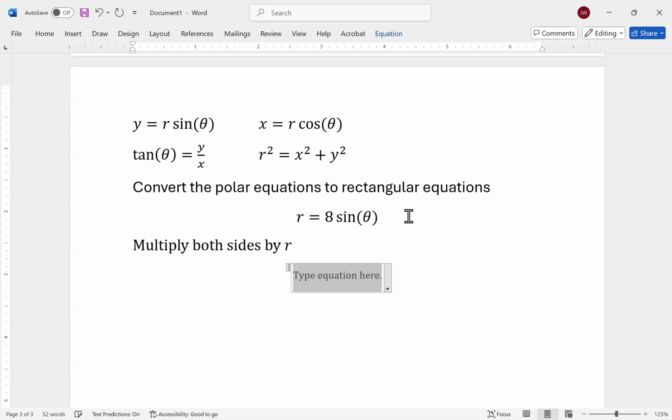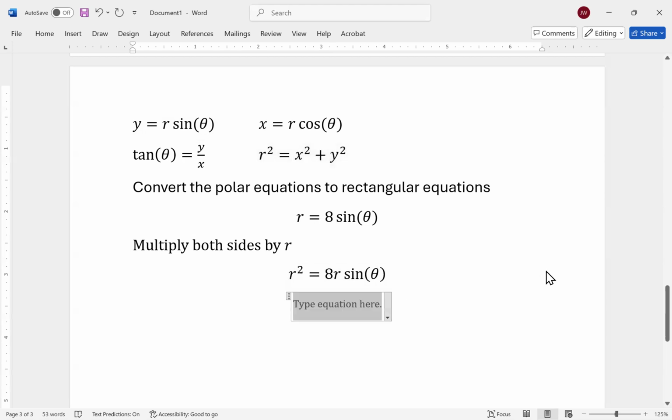If I multiply both sides by r, I get an r squared on the left-hand side, and I get 8r times sine of theta on the right-hand side. On the right-hand side, that r times sine theta can turn into a y, and on the left-hand side, the r squared can turn into an x squared plus y squared. So here we get x squared plus y squared is equal to 8 times y.